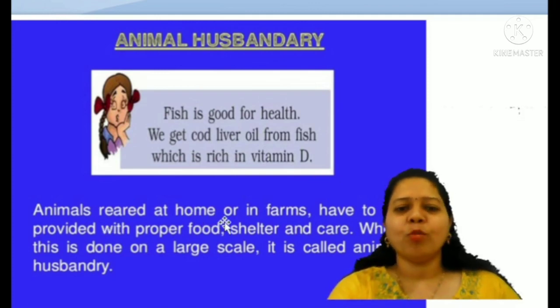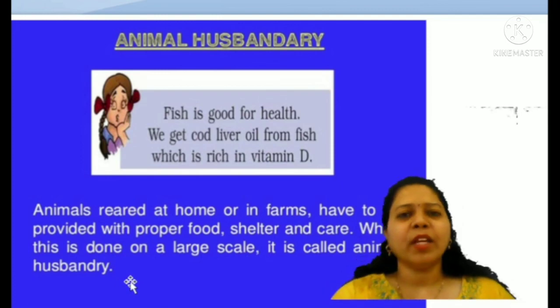Animals reared at home or in farms have to be provided with proper food, shelter and care. When this is done on a large scale, it is called animal husbandry. Now see, for getting food from animals, we rear some types of animals, like chicken, like goat, or so many other types of animals for getting food from them. Rearing of animals for getting food from them is known as animal husbandry.